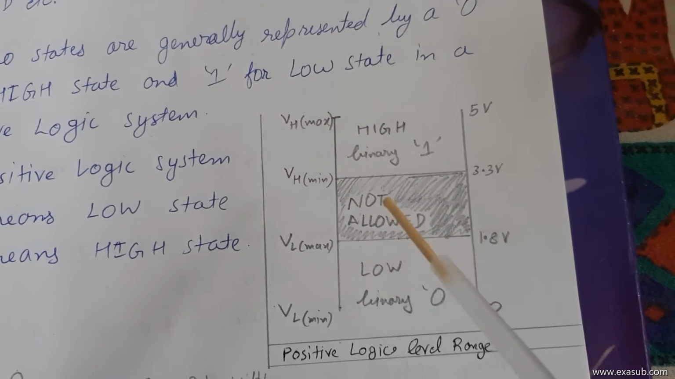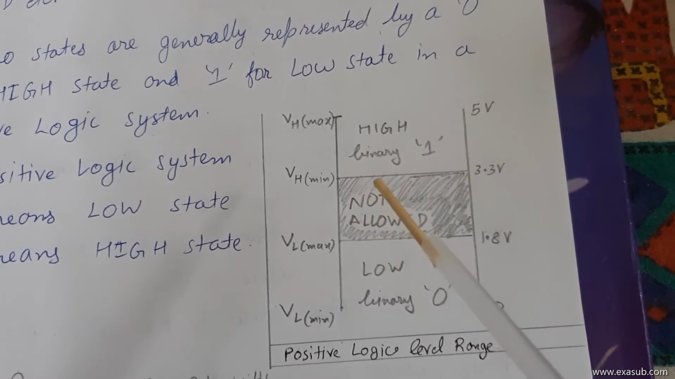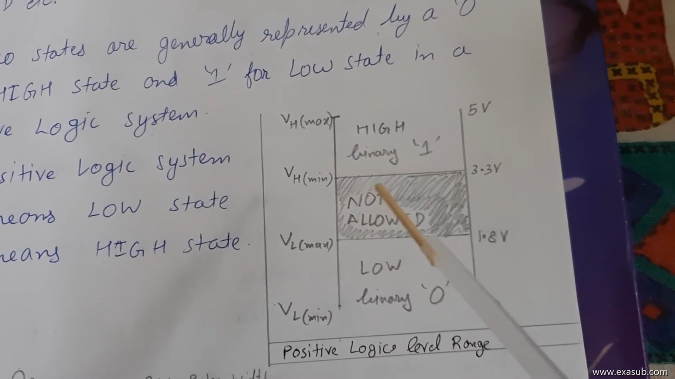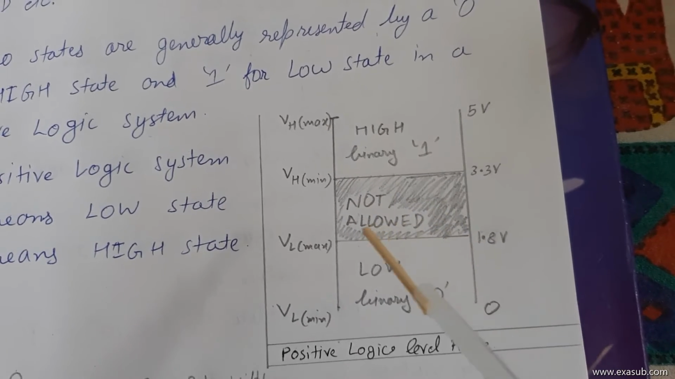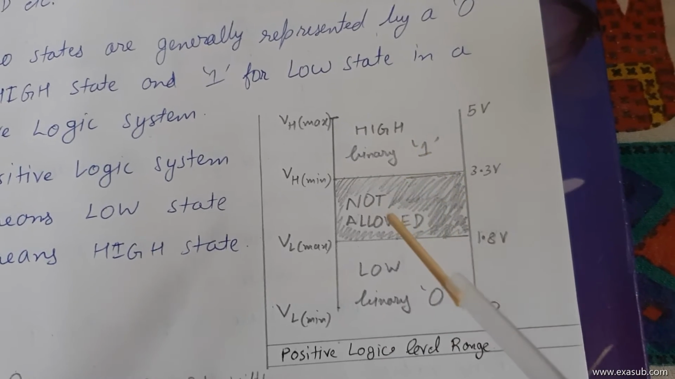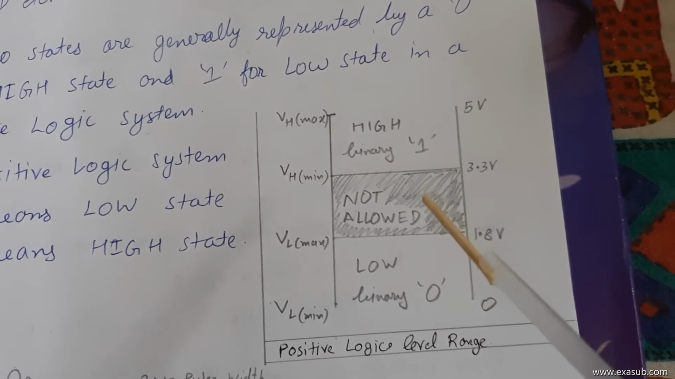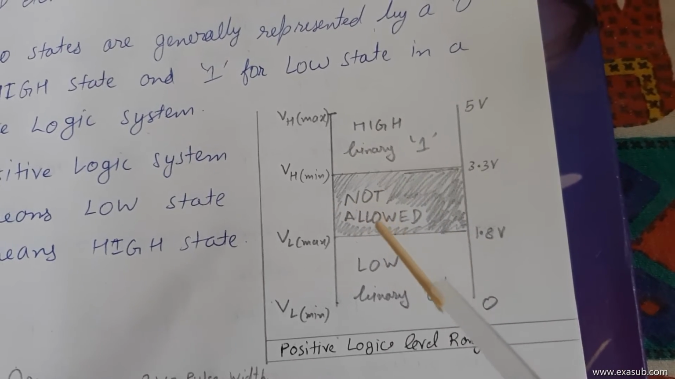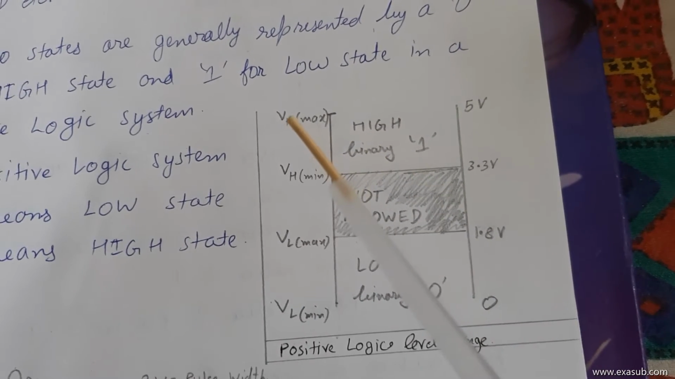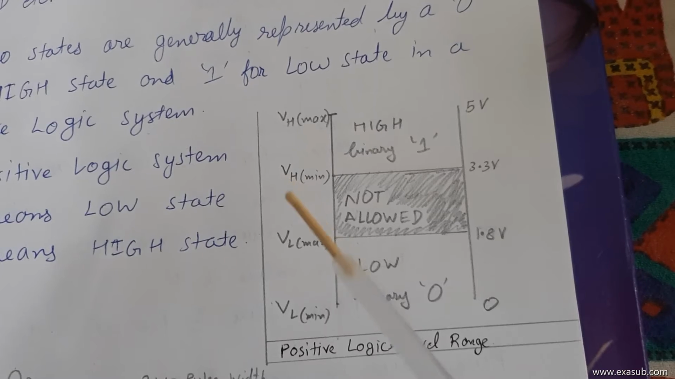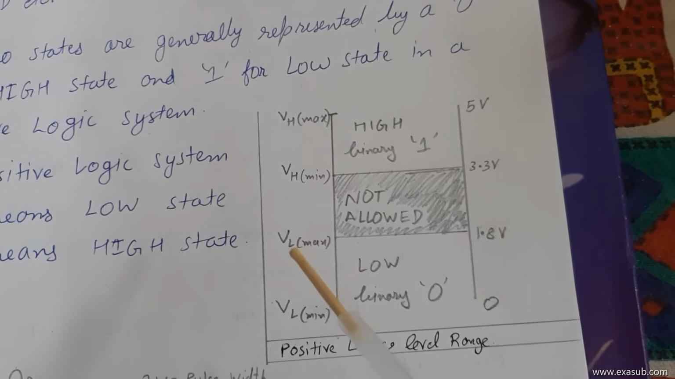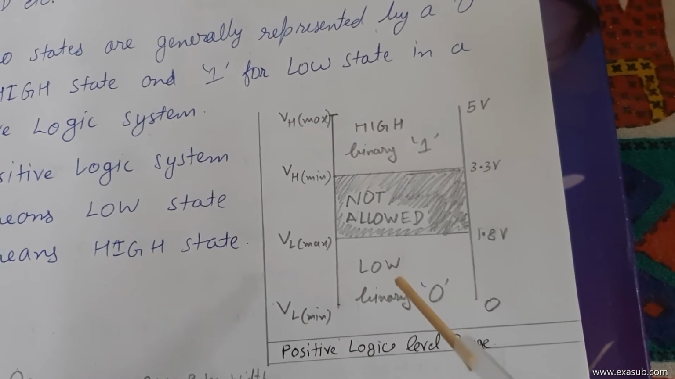Then we also need to consider this: if the value falls between VL max and VH min, then these values are not allowed. They will not be considered as low state or high state. If the system is designed correctly, then the system will not consider these values. Only the values which fall between VH min and VH max will be considered as high state, and the values falling between VL min and VL max will be considered as a low state.